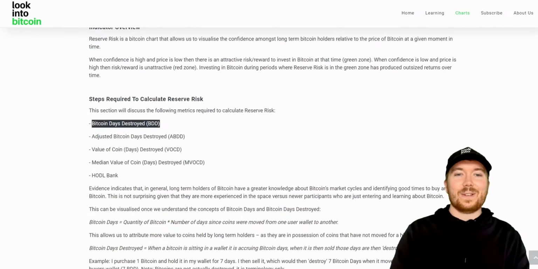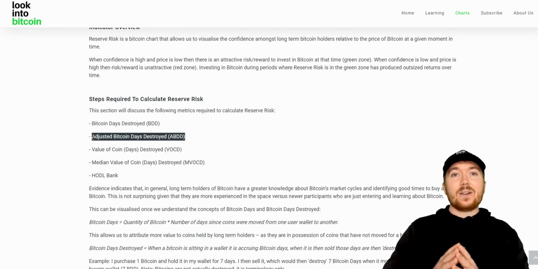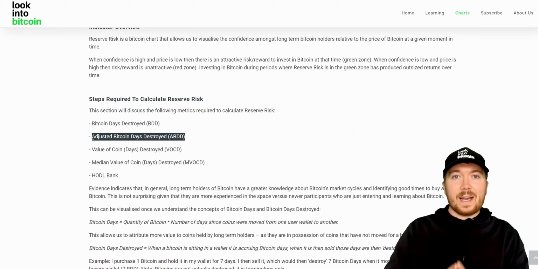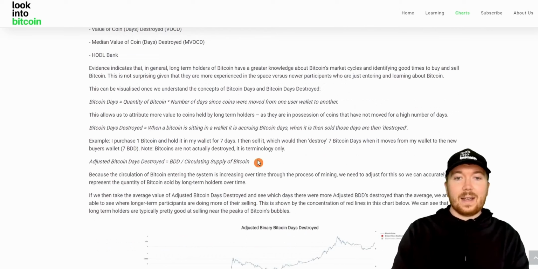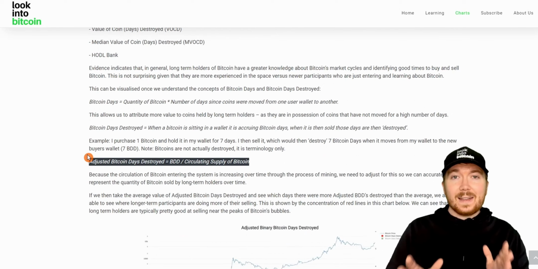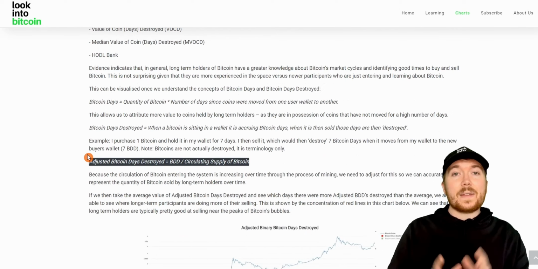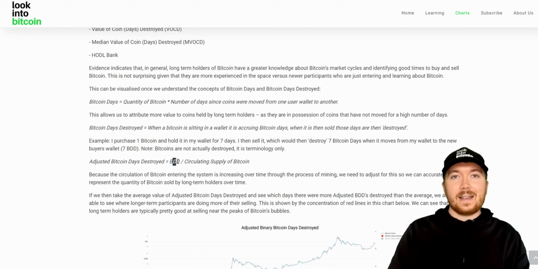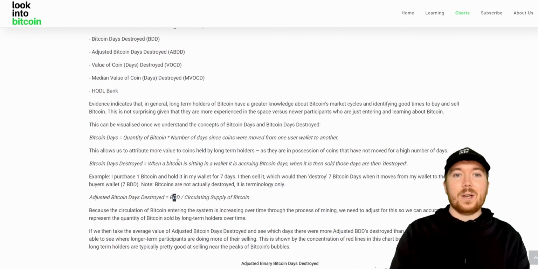So then we also, from that, need to calculate the adjusted Bitcoin days destroyed. Now that is the Bitcoin days destroyed divided by the circulating supply of Bitcoin at that time. So fairly simple. The total supply of Bitcoin that there will ever be is 21 million, but this is changing every 10 minutes or so. The amount of total Bitcoin changes. So if at any point we want to calculate the adjusted Bitcoin days destroyed, we look at the Bitcoin days destroyed and divide it by the current circulating supply of Bitcoin at that moment in time.